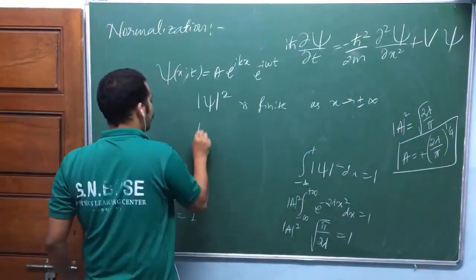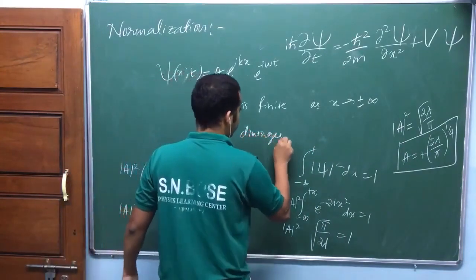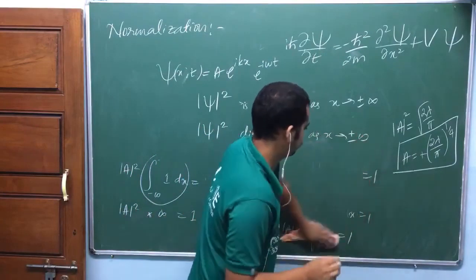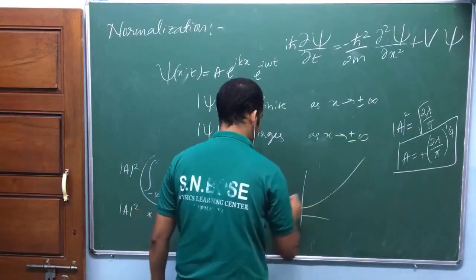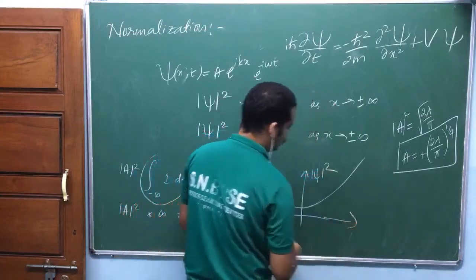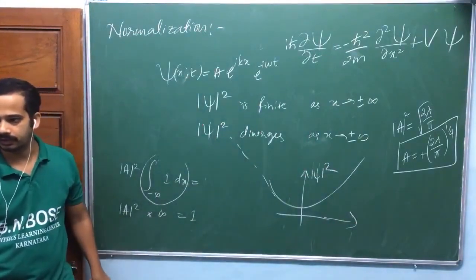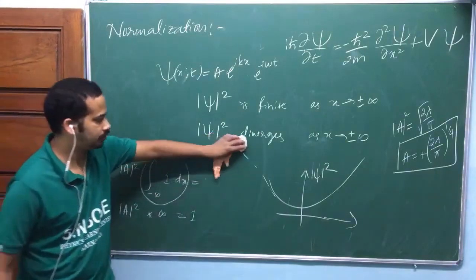A wave function whose mod psi square diverges as x tends to plus or minus infinity. Suppose you have a function like this, going like this, mod psi square. What is the total area under the curve? Infinity, isn't it? You can't make the total area under the curve 1. You have no choice, okay?